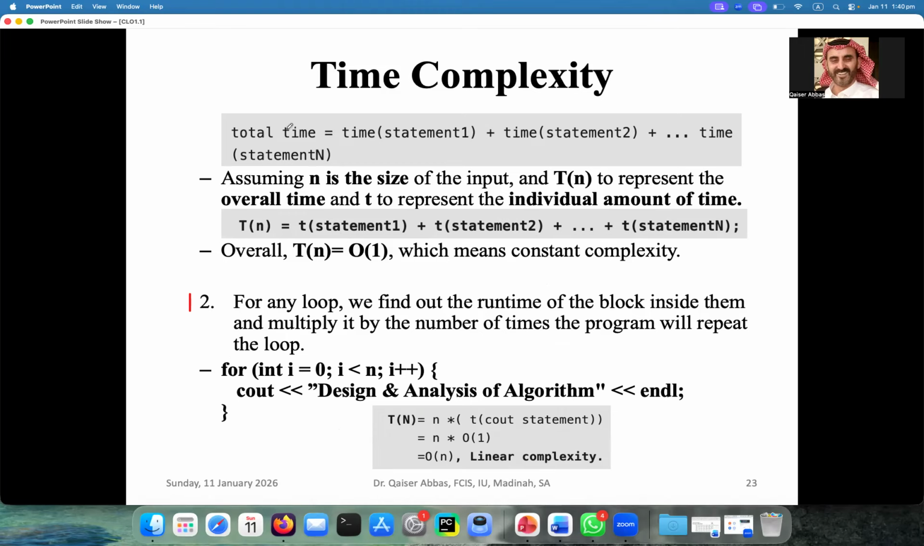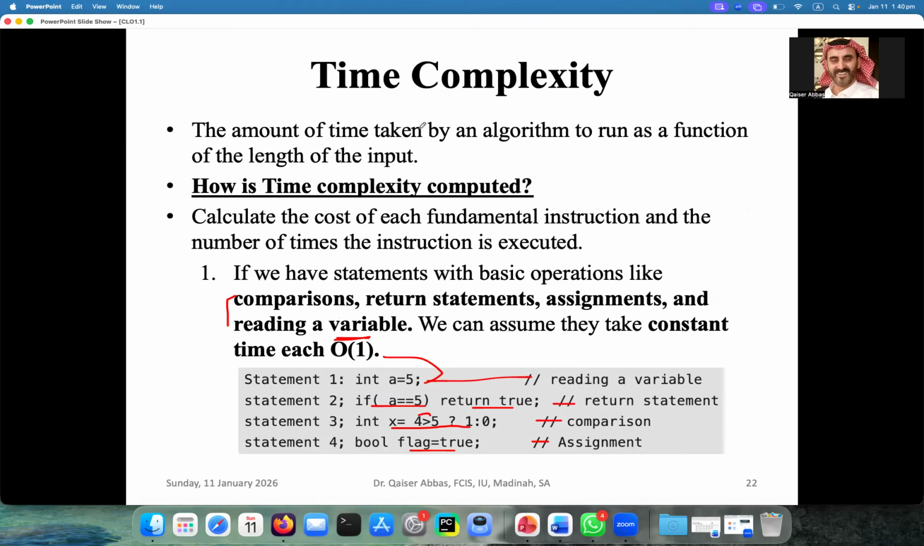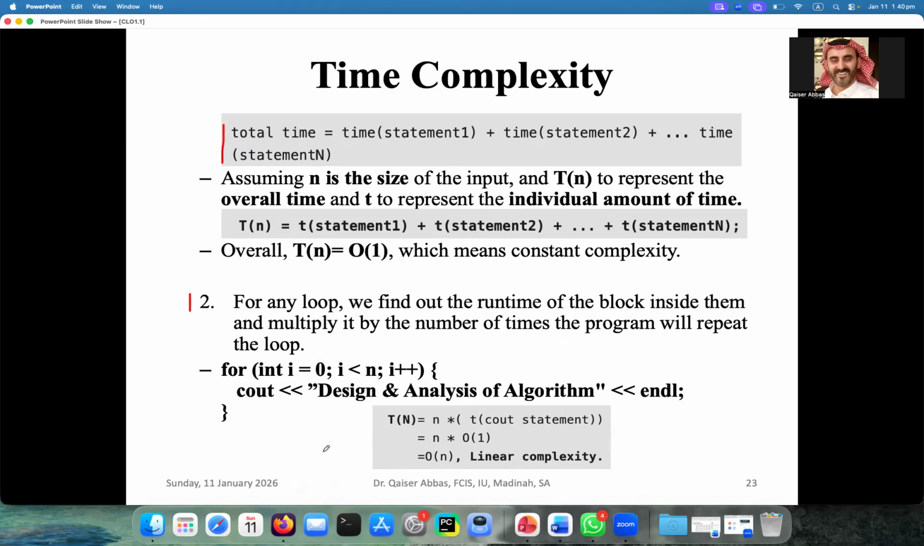And then, for example, if you have this, it is a rule. Here we are saying statement 1, statement 2, statement 3, statement 4. And then you have to do what? What is the cost? It is the time for statement 1 plus time for statement 2 plus and so on, up to the time for statement n. You have to add all these times, and then you will have the total time for your algorithm.